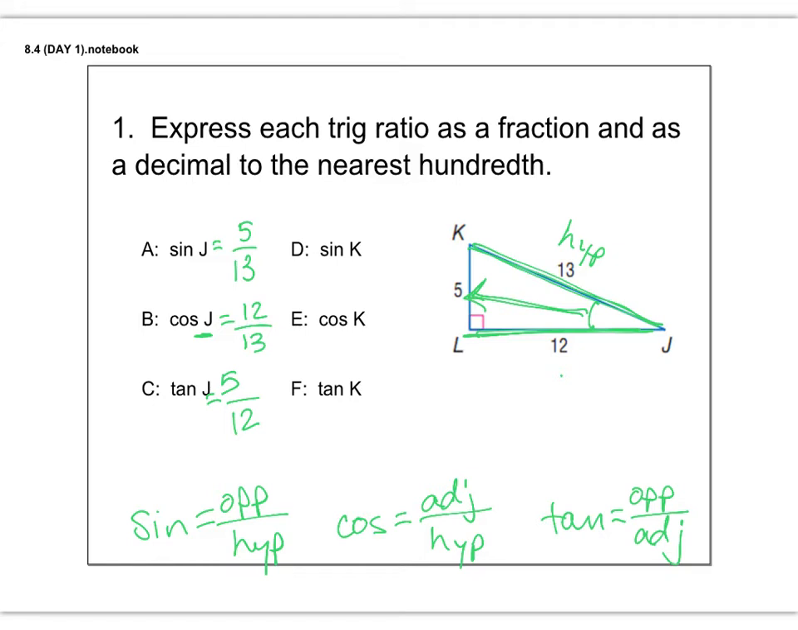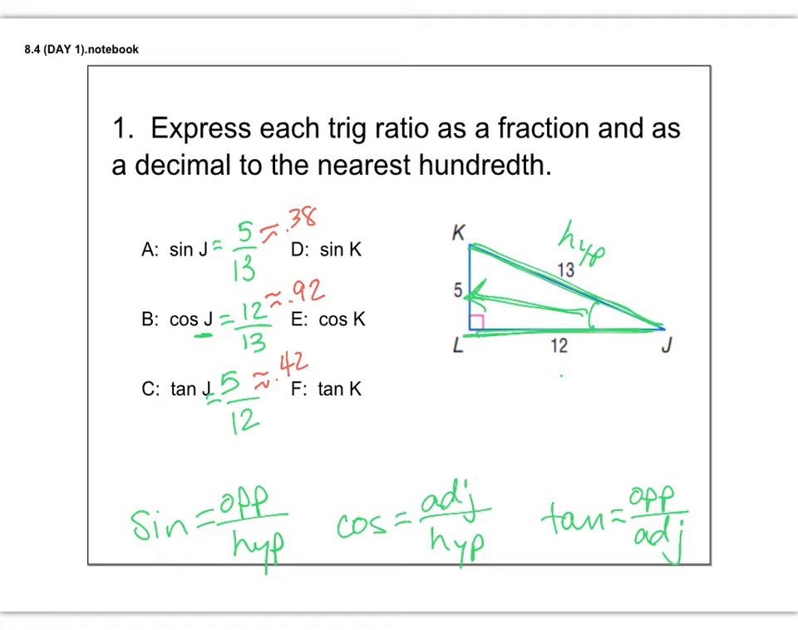So technically you should also write these as decimals. So 5/13, if you divide that in your calculator, it's approximately 0.38. 12/13, if you punch that in your calculator, it's approximately 0.92. And 5/12 is 0.42. Okay, take a second, and I want you guys to try to do sine K, cosine K, and tangent K. Go ahead and pause the video and come back.